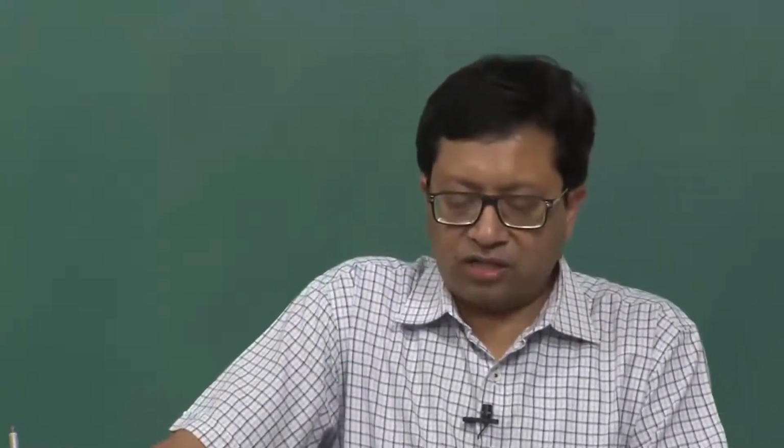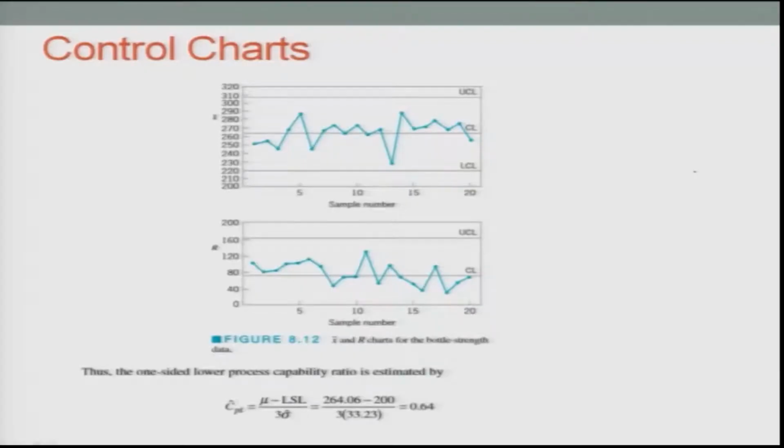If you draw the charts for x bar and R, they are shown in this slide. The first one measures x bar, the second one finds the range. Thus, for one-sided process capability, you find the difference between the mean and the lower control value divided by 3 sigma, and for both-sided process capability, it will be the upper control minus the lower control.